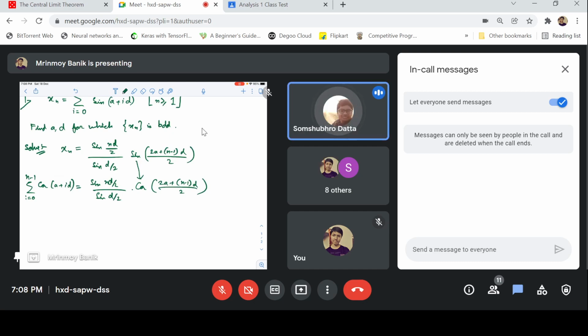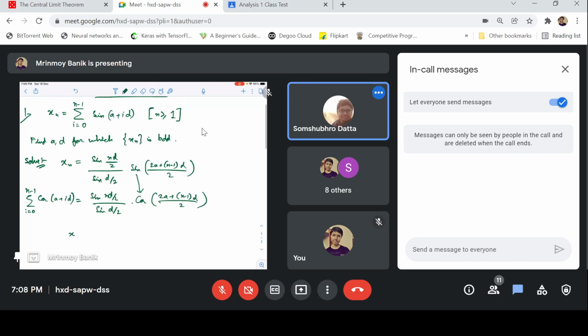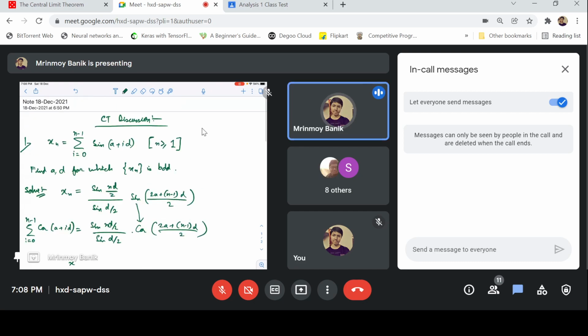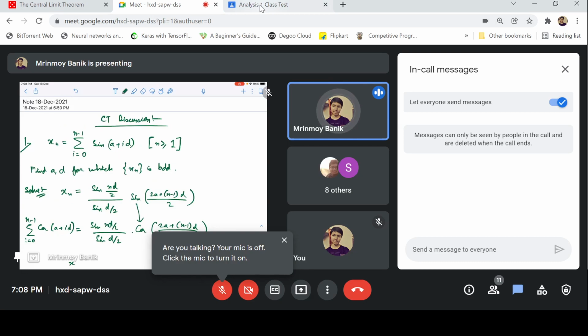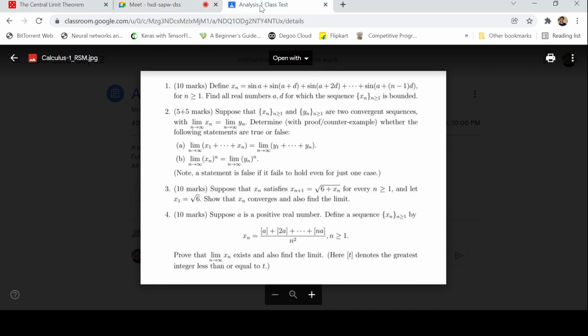Then we have to show that xn is greater than xn plus 1, right? Here you needed to show it's bounded, so you just have to find an upper bound for each xn. You don't need to show it's monotone or anything like that. That's for the third question.